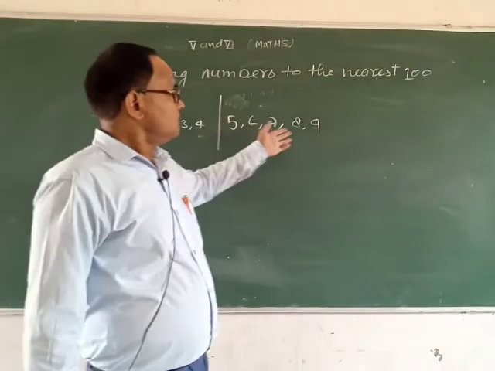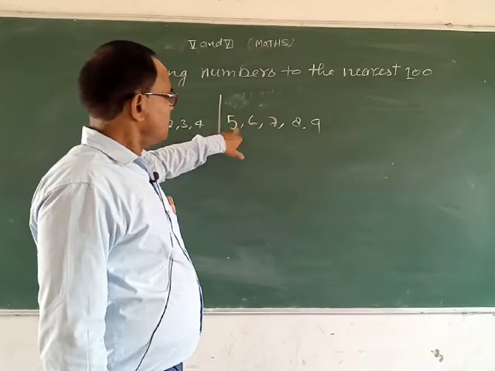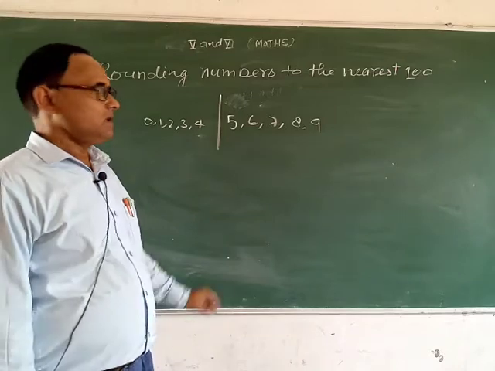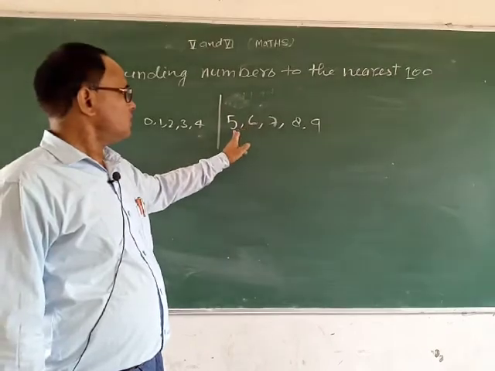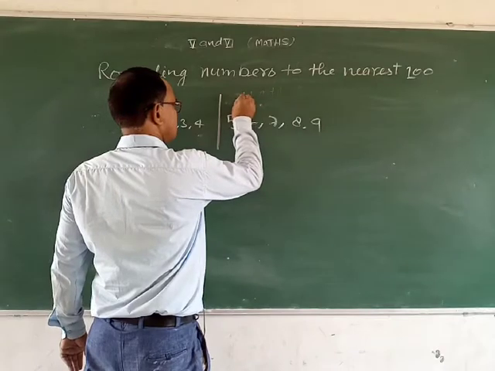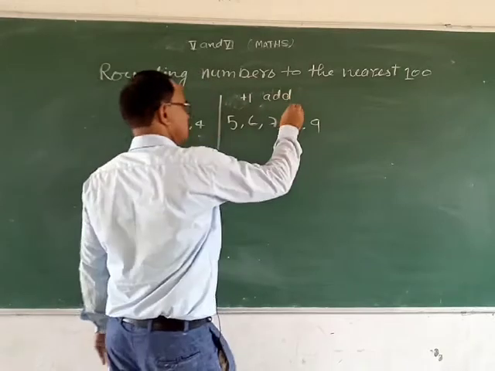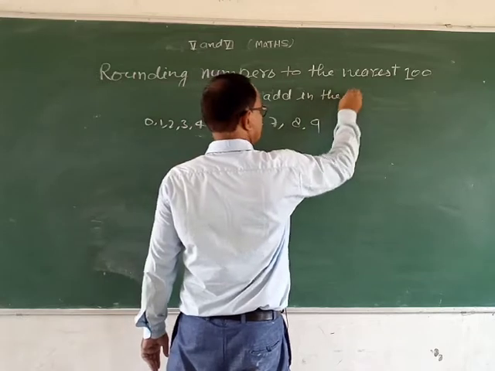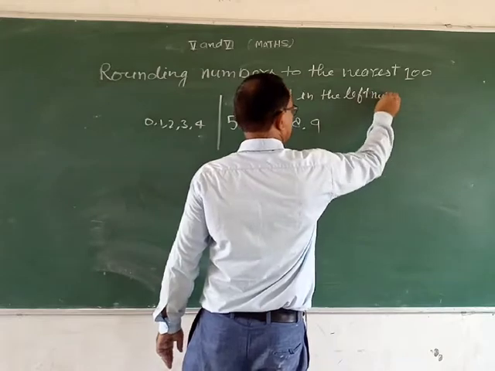If during taking the estimate value 5, 6, 7, 8, 9 terminate from the given number, then add +1 in the left number of the terminating number. Here +1 add in the left number.